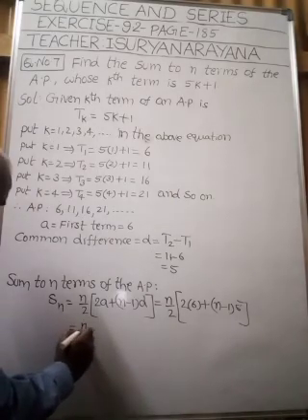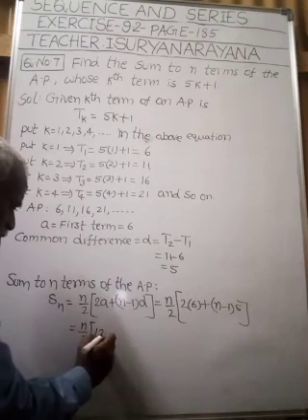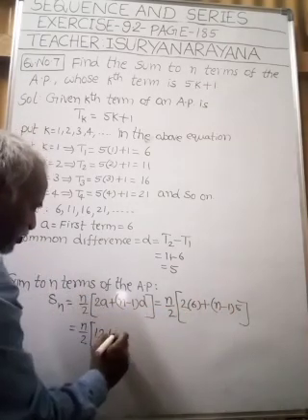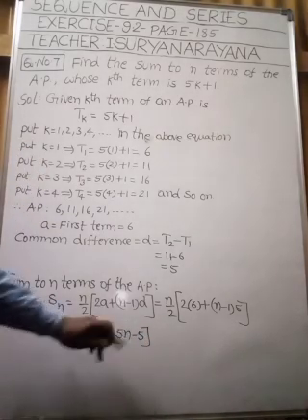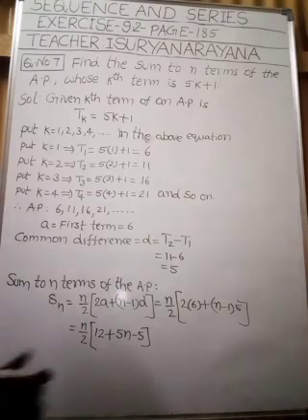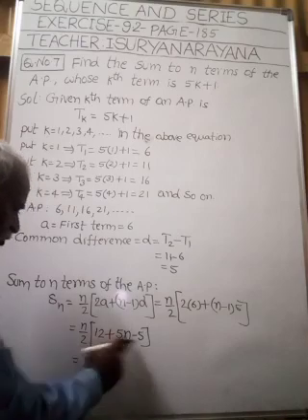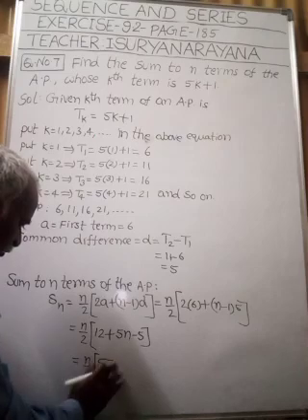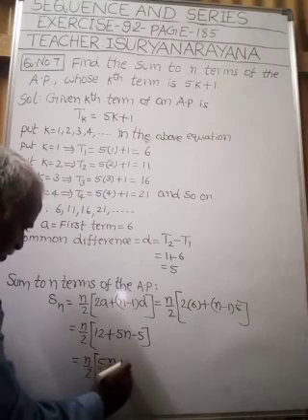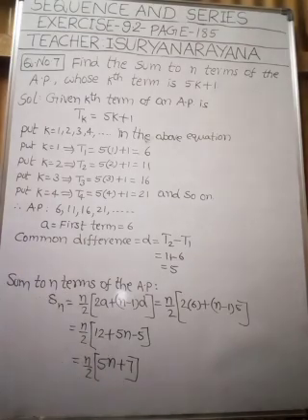Right, that is equal to n by 2 into, what will we get here? In the brackets, 2 sixes are 12 plus, multiplying using the distributive property, 5n minus 5. Understood these three terms, my children, in the square brackets? Right, that is equal to n by 2. What will we get? 12 minus 5, 7. 5n plus 7. This is the sum to n terms of the arithmetic progression. Understood, my children? Right.